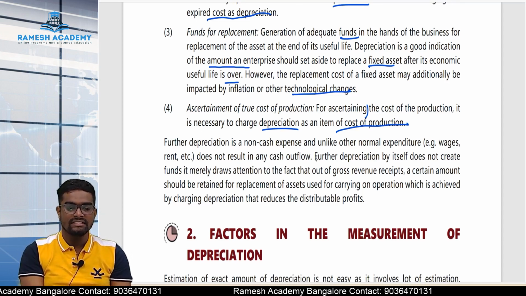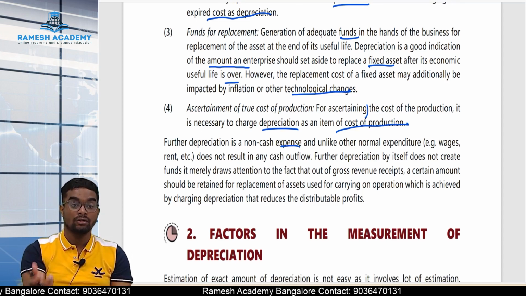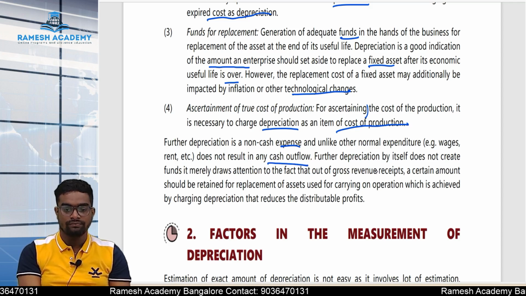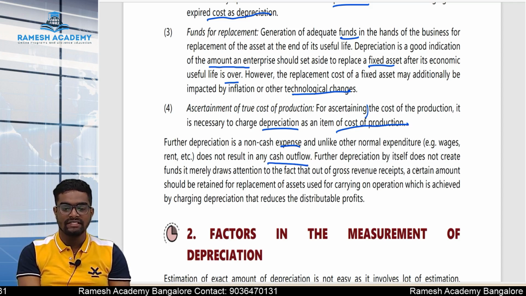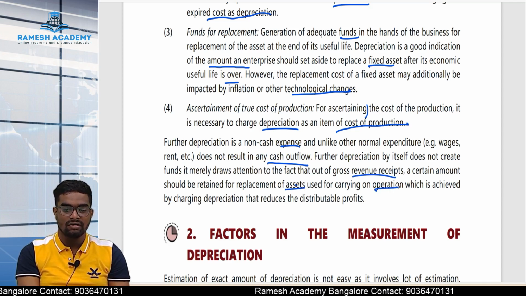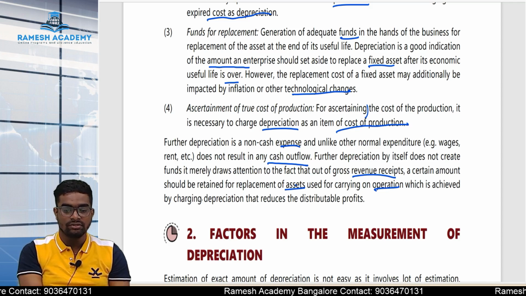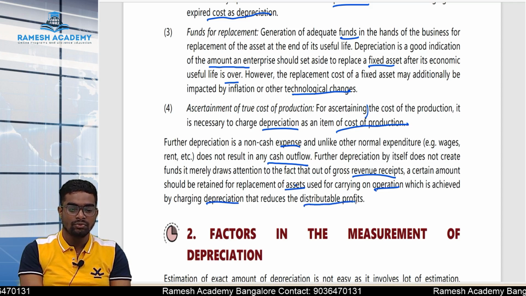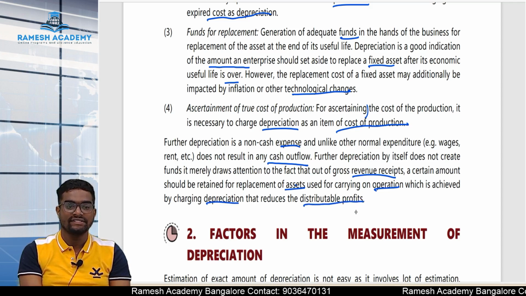Further, depreciation is a non-cash expense, which means cash will not go out or come in, and unlike other normal expenditure, it does not result in any cash outflow. Further, depreciation by itself does not create funds, as it merely draws attention to the fact that out of the gross revenue receipts, a certain amount should be retained for replacement of the asset used for carrying on operations, which is achieved by charging depreciation that reduces the distributable profits.